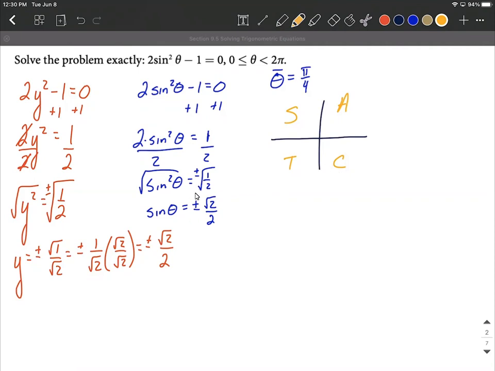Now, in our case, because we have both positive and negative, we can find one angle in each one of these quadrants that's either going to produce a positive square root of 2 over 2 or a negative square root of 2 over 2. So in the first quadrant, that's the one that we were thinking of, this pi over 4. So if I place that in the first quadrant, theta can equal pi over 4.